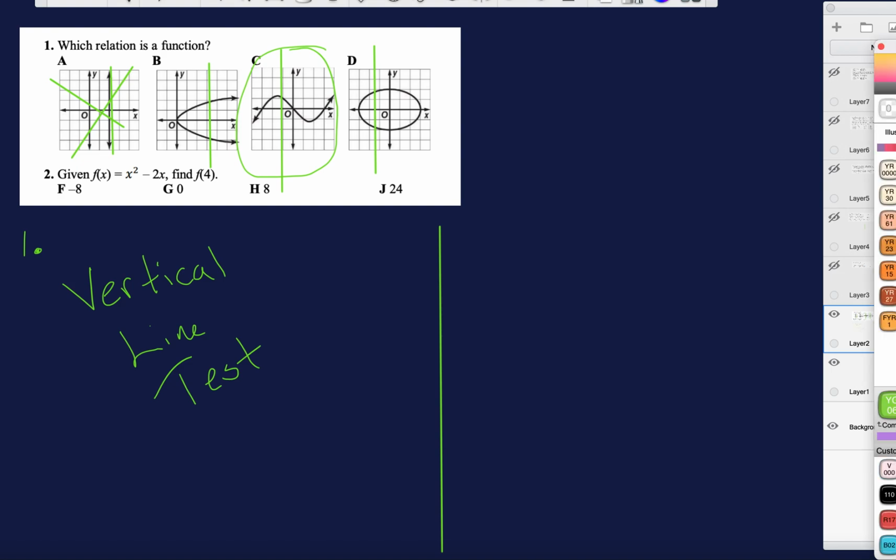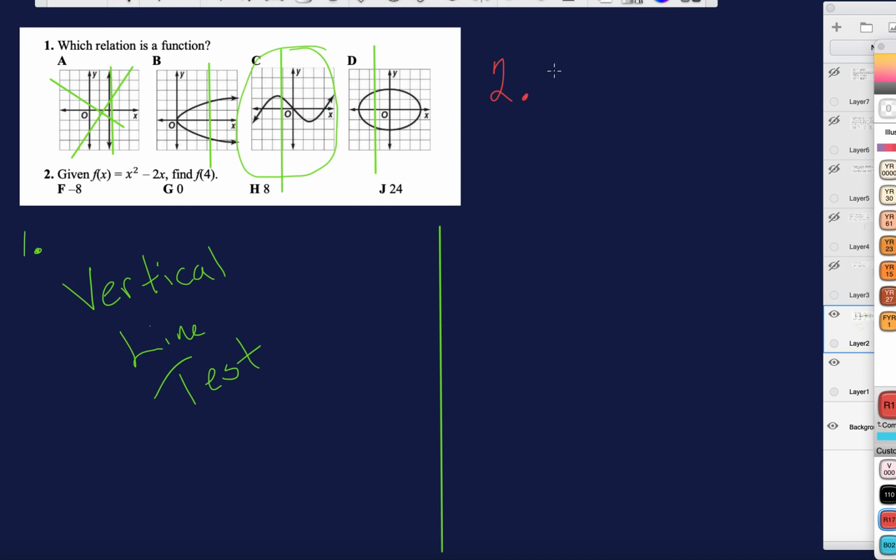Let me grab a different color so we're not using the same color all the time. All right, number two. This is super simple. You're given a function, x squared minus 2x. The function of x equals x squared minus 2x. Find f of 4. That means everywhere you see an x in this function, write in a 4.